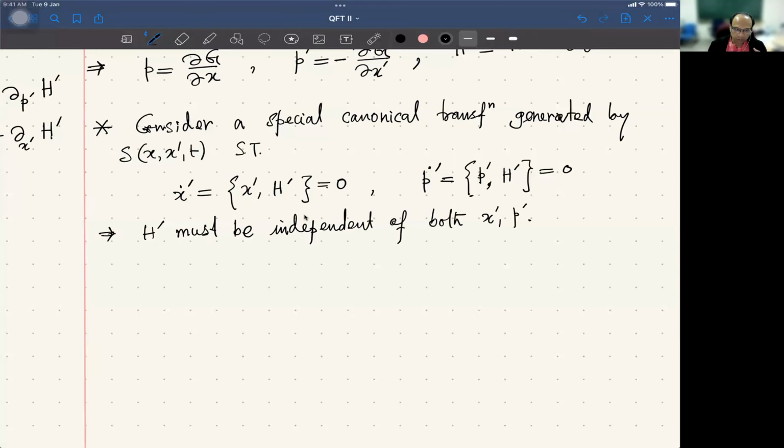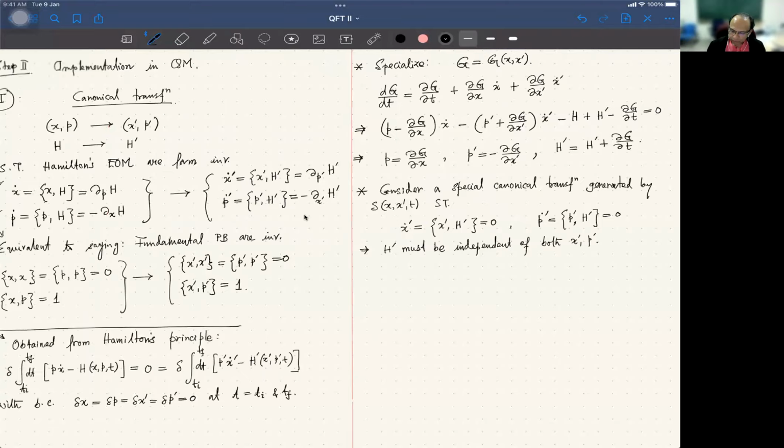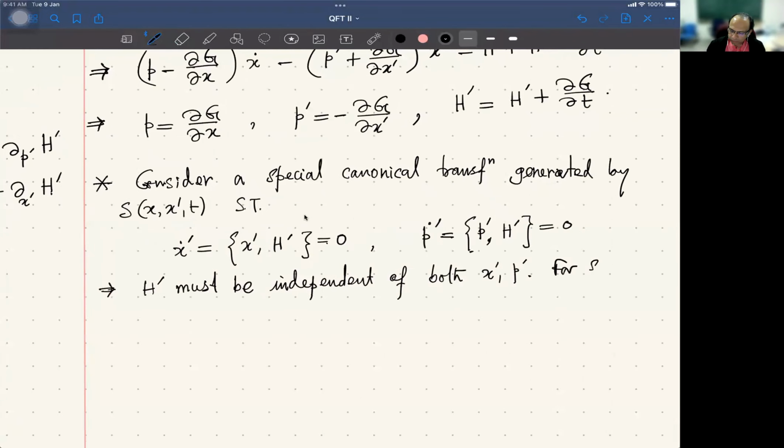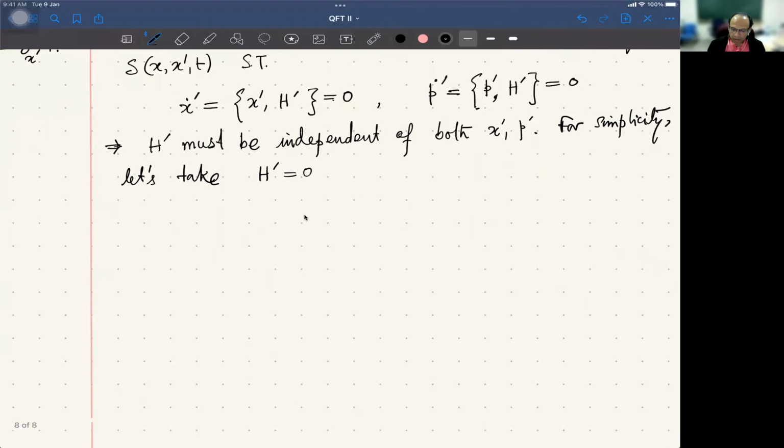So what it means is that you are going to a different set of variables, coordinates and momenta, where that constant value itself becomes the Hamiltonian. Okay, so for simplicity, let's take that constant to be 0, h prime equal to 0. Now, what are the consequences of this consideration?